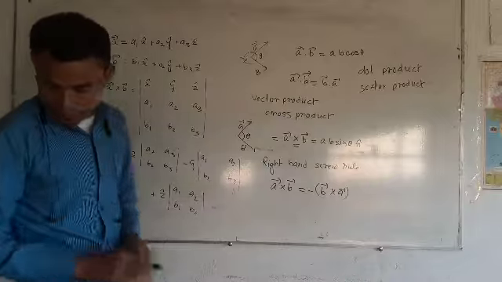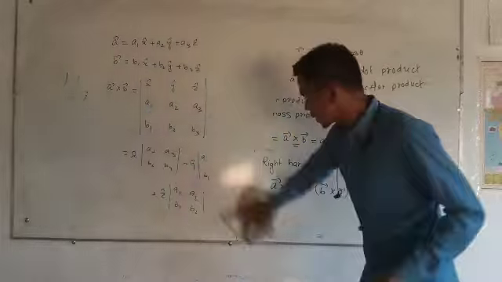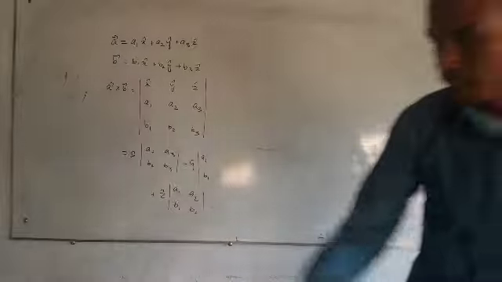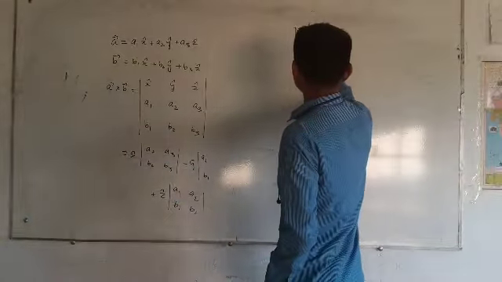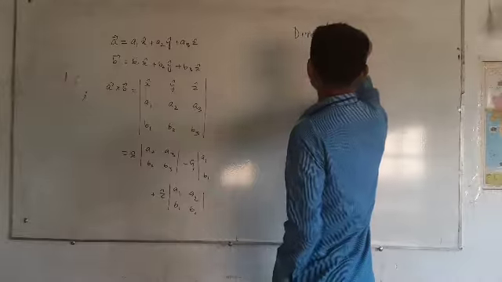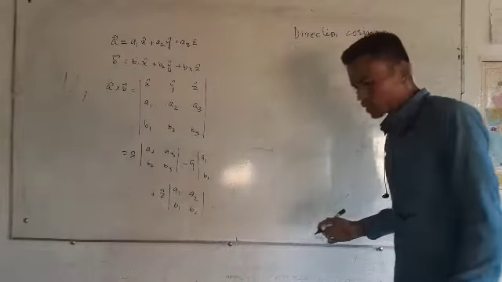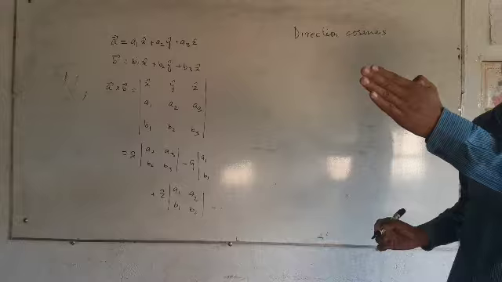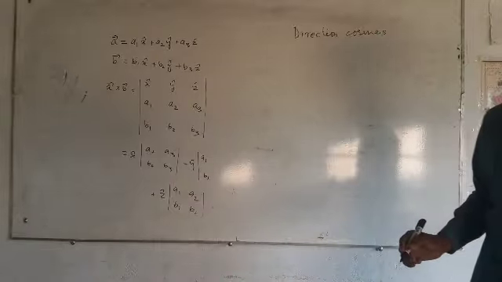Okay, now let's come to direction cosines. Direction cosines are nothing but the cosines of the angles made by the vector with the different axes.